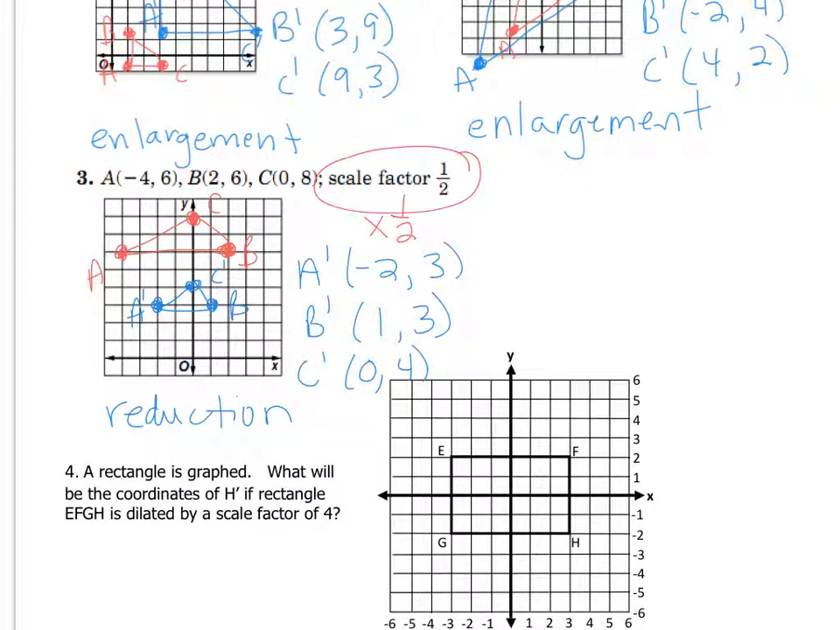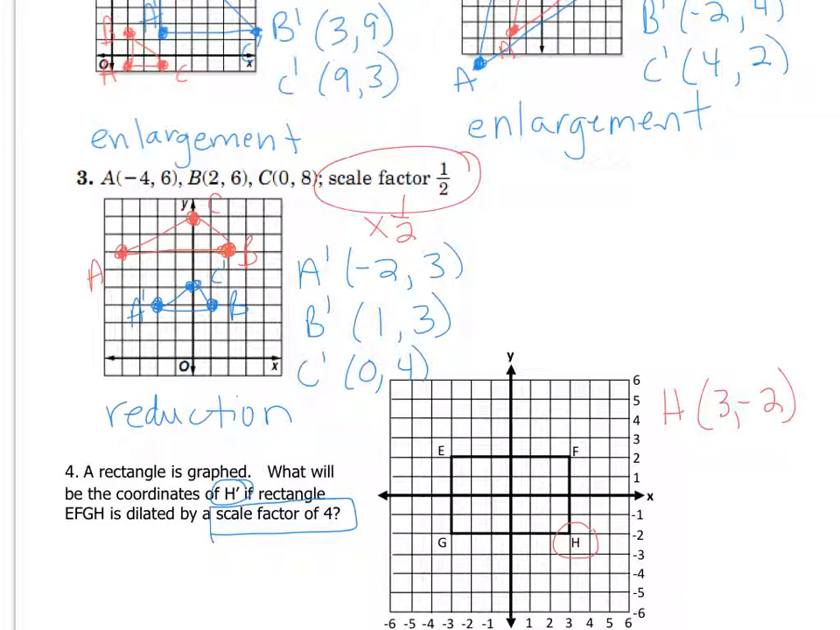For number 4, a rectangle is graphed. What will the coordinates of H prime be if the rectangle EFG is dilated by a scale factor of 4? So we're only going to be looking over here at the original, which is H. And right now, H is plotted at 3, -2.